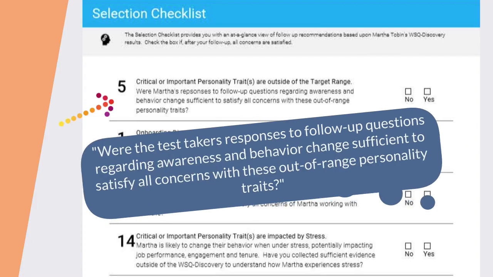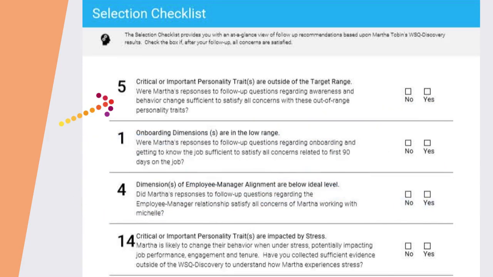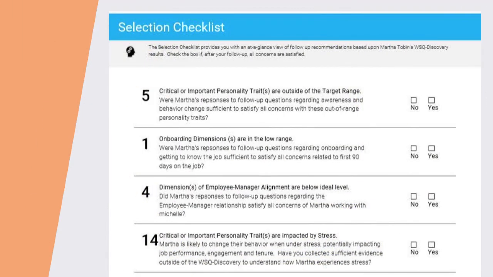This one here asks, were the test taker's responses to follow-up questions regarding awareness and behavior change sufficient to satisfy all concerns with these out-of-range personality traits? Check the box here if, after your follow-up, all concerns are satisfied. Total, there are 4 buckets the selection checklist prompts you to review: personality traits, onboarding dimensions, employee-manager alignment, and the impact stress has on the individual.